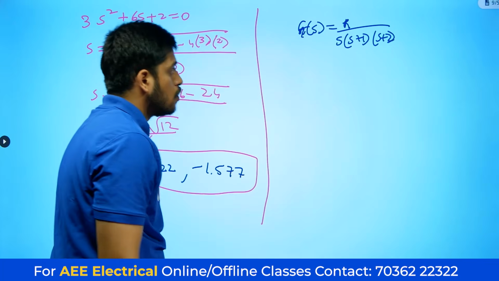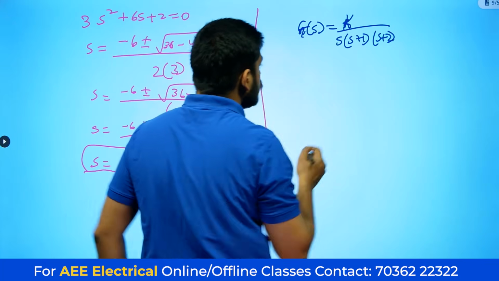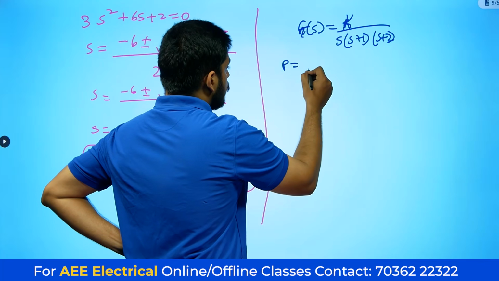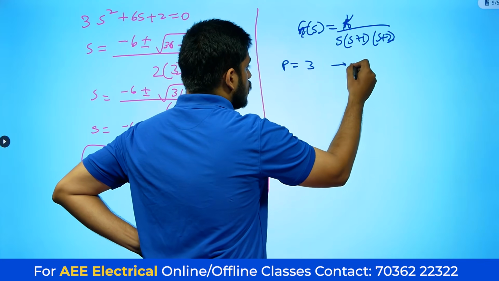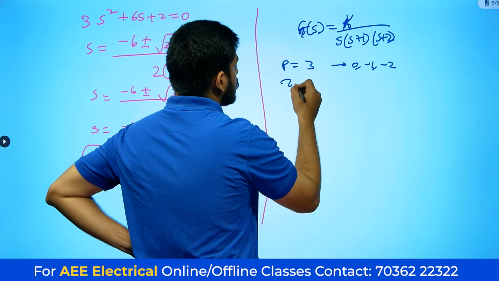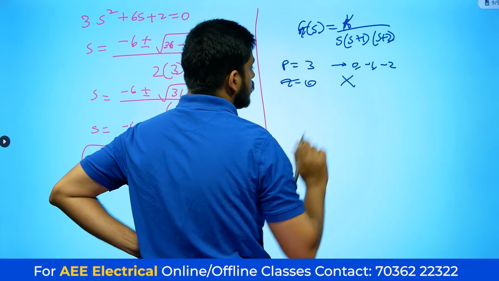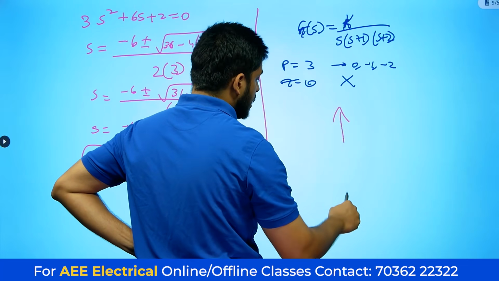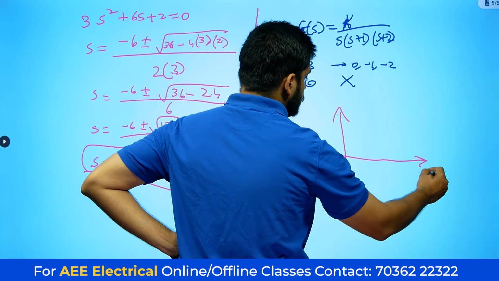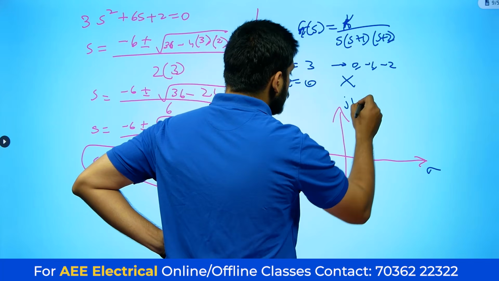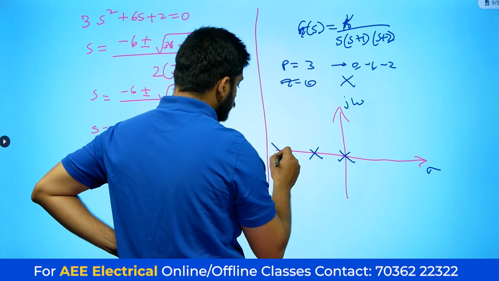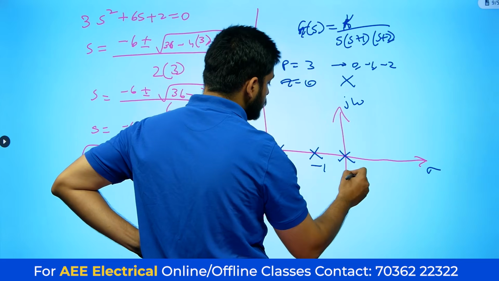After this, we need to see how many poles there are. The number of poles is 3, and they are 0, minus 1 and minus 2. How many zeros are there? 0, so there is nothing. Let us draw the pole-zero diagram directly. On the sigma, j omega axes, 0 is my pole, minus 1 is my pole, minus 2 is my pole.